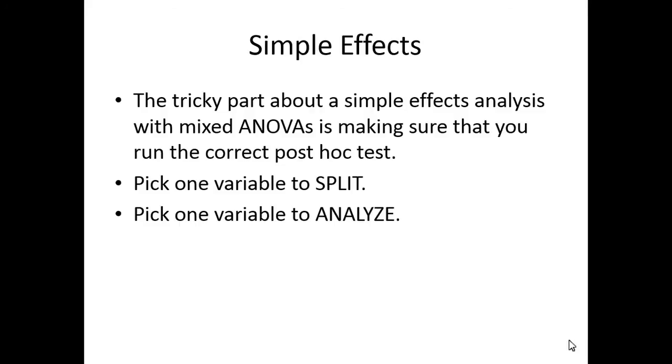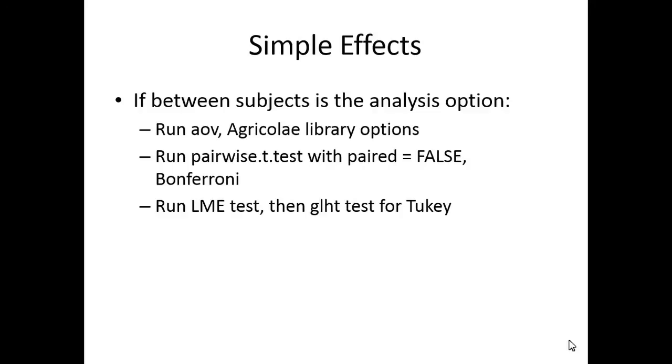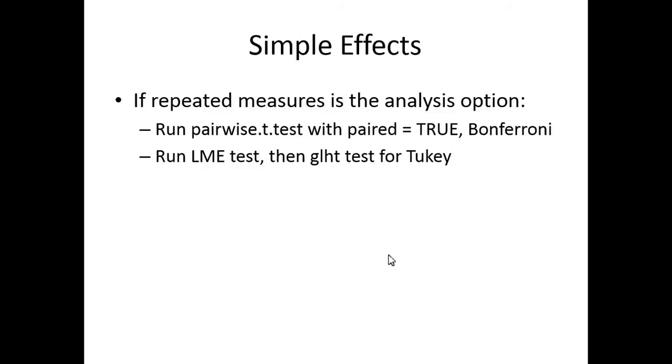If you want to do between subjects, you can do the AOV from the agricolae library, you can do pairwise t-test with paired equals false. So this is the important piece. Or the LME test. That's the exact same slide I covered a minute ago for main effects. You would do that on each of the split data sets. If you're going to do repeated measures, same thing. Pairwise t-test, paired equals true, because that's the only way that it knows. This is between, this is repeated, or LME.